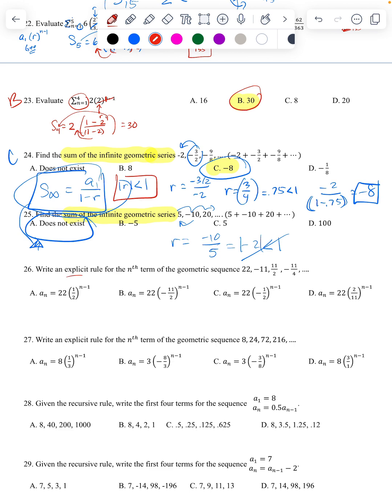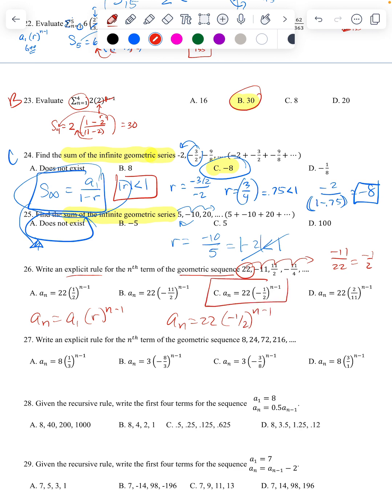All right, here we are. Explicit rule, geometric. So I go to my card. Explicit rule says use the first term, then the ratio to the n minus 1 power. So I need the first term. That's 22. I need the common ratio. I can either figure it out or take any number and divide by the number in front of it. And I'm going to find out that it's negative 1/2. And then it's just matching. So 26 turns out to be C.